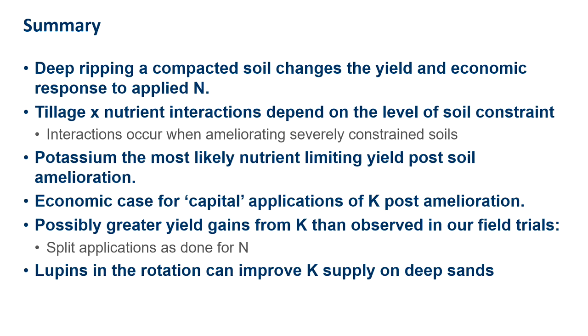Importantly, also, that there's possibly even greater yield gains than what we've observed in our field experiments by changing the way that we distribute K throughout the growing season. And finally, importantly, crop sequence and lupins in particular seem to have an important role on these sands in terms of improving K supply overall.